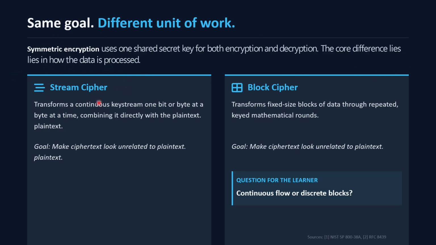In a stream cipher, we transform a continuous key stream one bit or byte at a time, combining it directly with the plain text. The goal is for the ciphertext to look unrelated to the plain text. In a block cipher, we transform a fixed-size block of data through repeated keyed mathematical rounds. It also makes the ciphertext look unrelated to the plain text. Both goals are the same since it is a symmetric method.